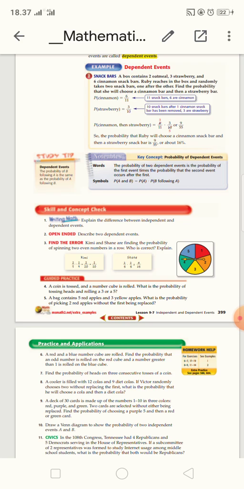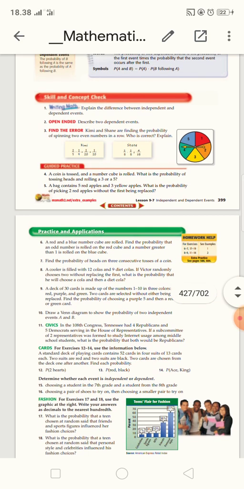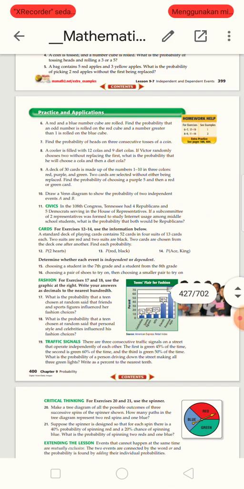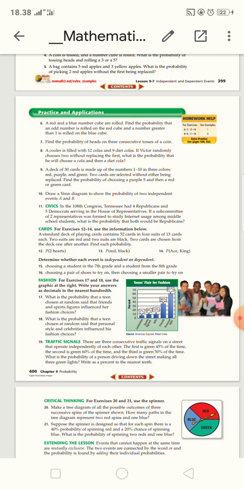5. A bag contains 5 red apples and 3 yellow apples. What is the probability of picking 2 red apples without the first being replaced? Practice and application. 6. A red and a blue number cube are rolled.